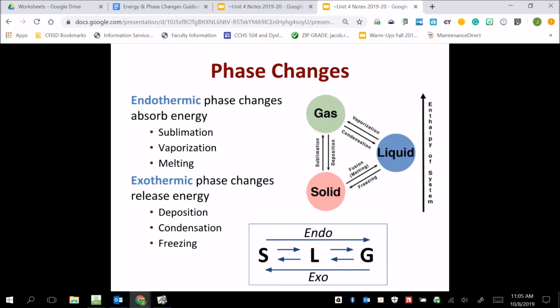Then the opposite are exothermic because you have to go cold. So when we talk about deposition, going from gas to solid, you have to lose energy. The system has to lose energy to become colder. Condensation, again, gas to liquid, it has to get colder, therefore it has to lose energy to do that, to change phases. And then freezing, going from liquid to solid, you have to lose energy for that to happen. So you do need to understand endothermic and exothermic in the form of the phase changes themselves.